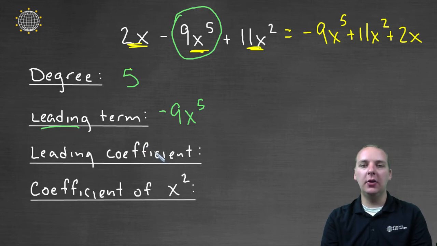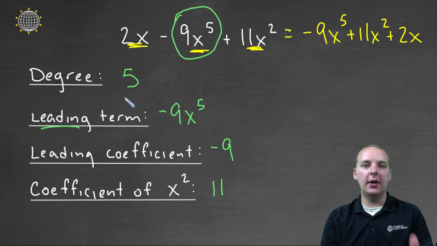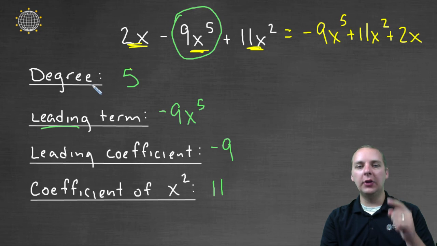So anyways, the leading coefficient is negative 9, and the coefficient of the x squared, let me go find the x squared, that would be 11, and it's just the 11, not 11x squared. So anyways, hopefully that helps you better understand how to find the degree of a polynomial and the leading term and leading coefficient and the coefficient of any other term that you have in the polynomial.